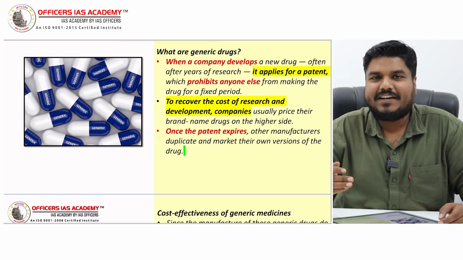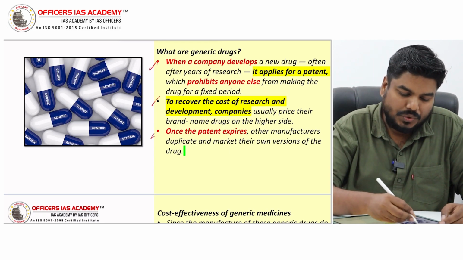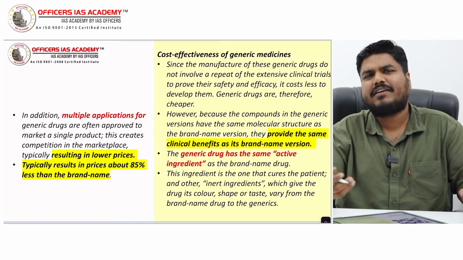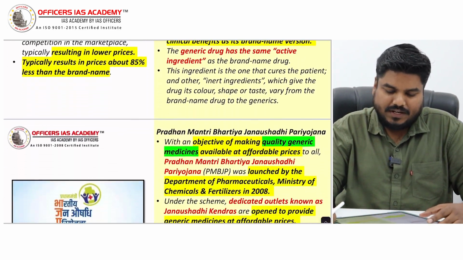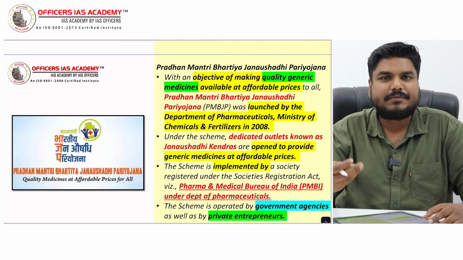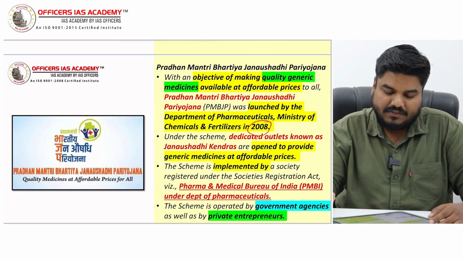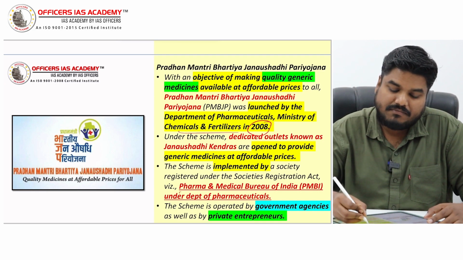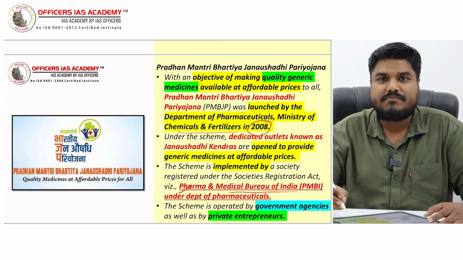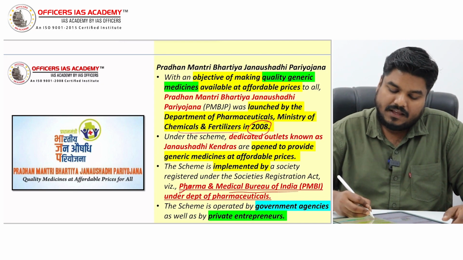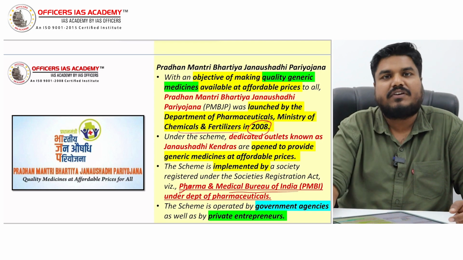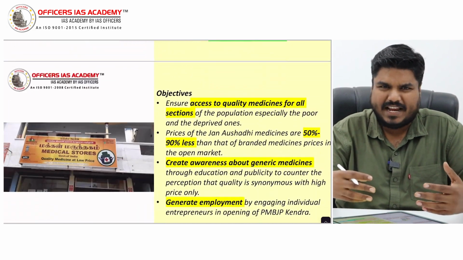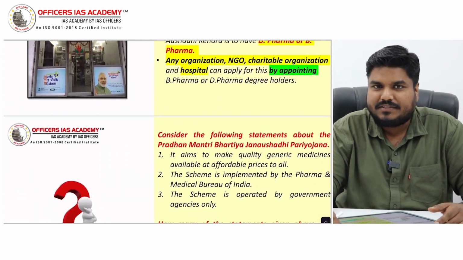So friends, here I have given the notes for generic drugs. You can take a snapshot of this slide, go through it, and make precise notes out of it, right? I have given details about Pradhan Mantri Bharatiya Jan Ashwadi Pariyojana. It was launched in 2008 by the Ministry of Chemicals and Fertilizers, but it is being practically implemented by the Pharma and Medical Bureau of India. The Pharma and Medical Bureau of India is an institution which comes under the Department of Pharmaceuticals. That is what is actually implementing this program.